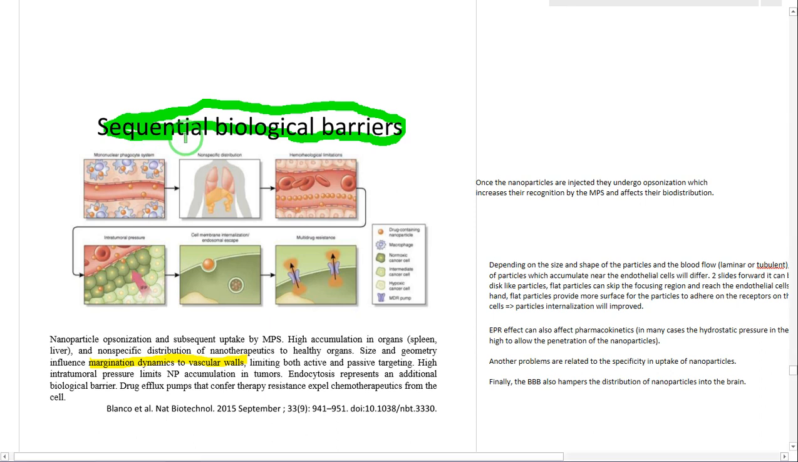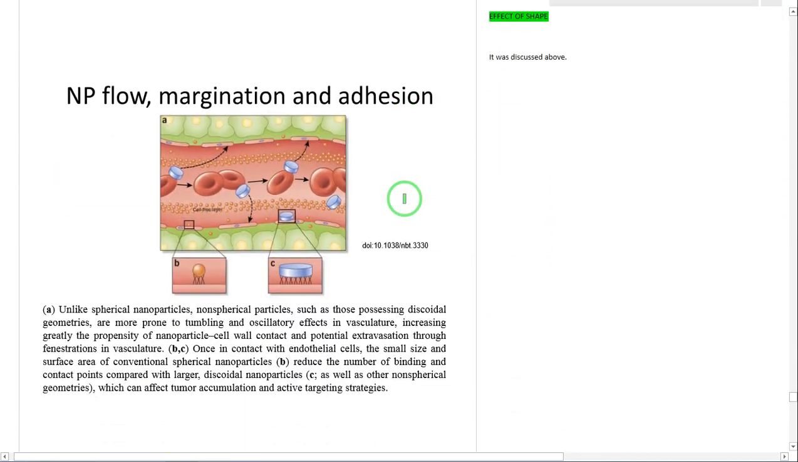Well, the first thing is the opsonization that happens. When we inject the nanoparticles, the proteins are going to be adsorbed on the surface of the nanoparticles, and their recognition by the mononuclear phagocyte system of the body, and they will be eliminated out of the body. On the other hand, some studies show something that I'm going to talk about in this slide. Let's have a look at this here.